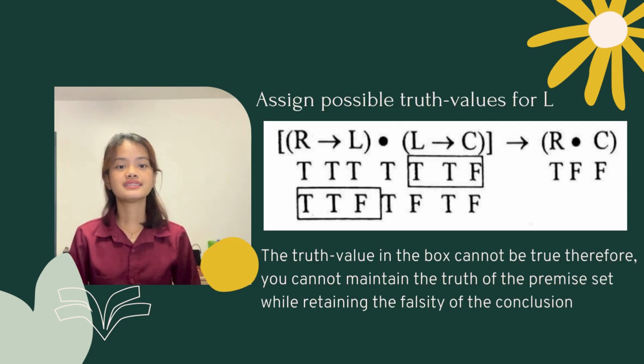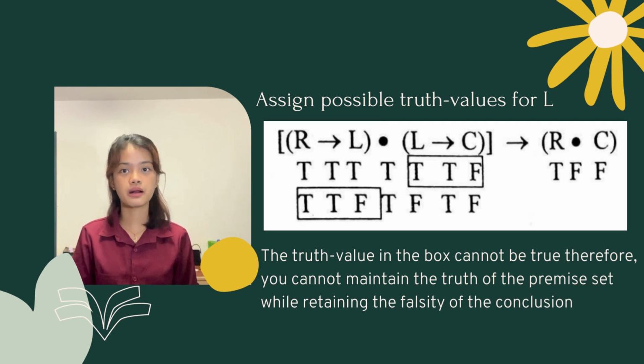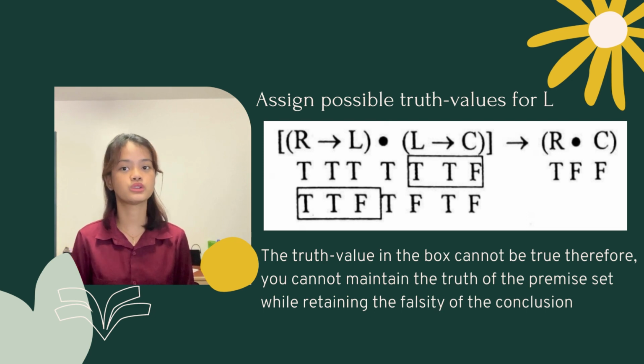And third, assign the truth value for L as follows. Yung first letters below example or yung nasa first box, yun yung truth value kapag true yung mga L. Next, yung nasa baba naman nun or yung second box ay yung mga possible truth value ng L kapag false siya. We can observe that the truth value in the box cannot be true and therefore, you cannot maintain the truth of the premise set while retaining the falsity of the conclusion.